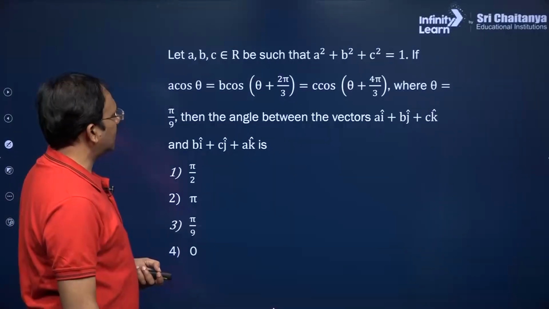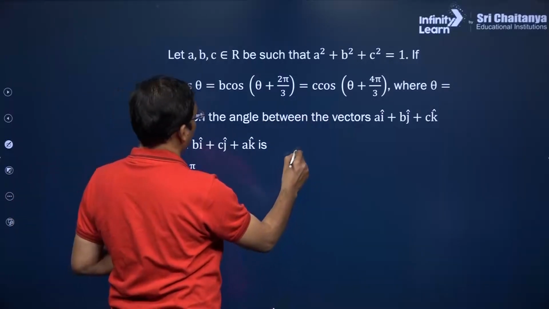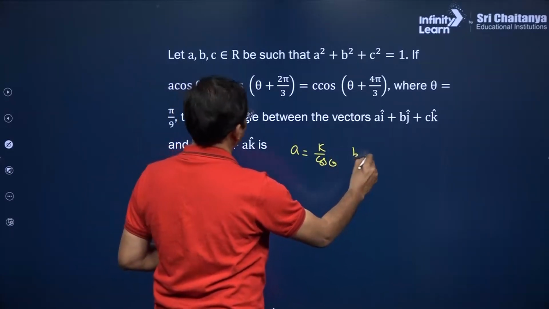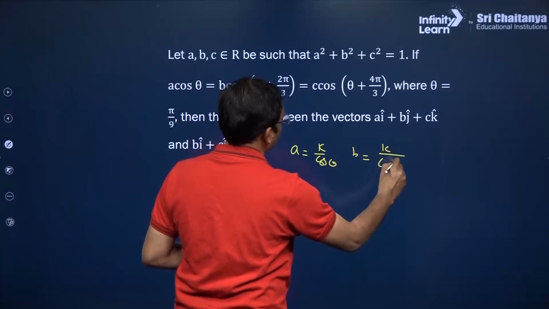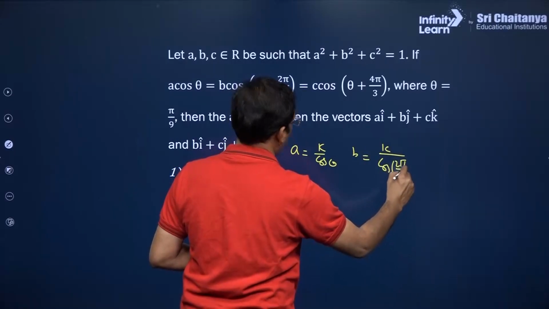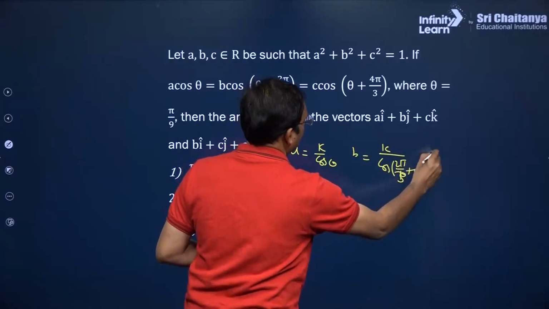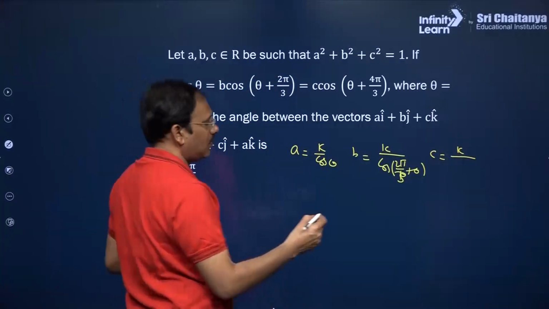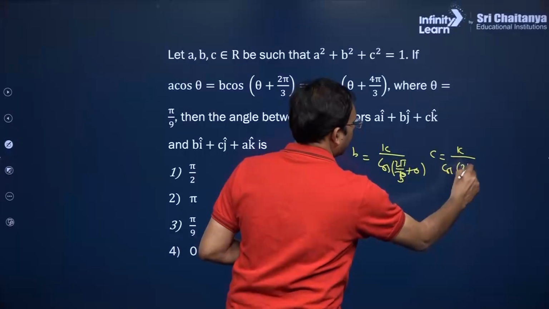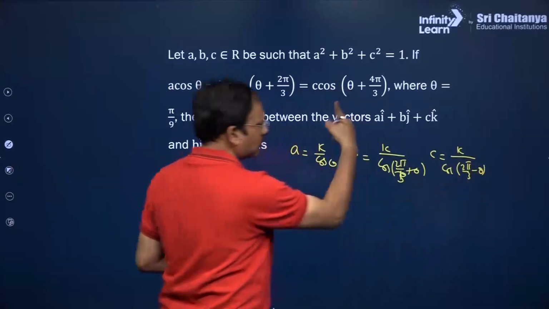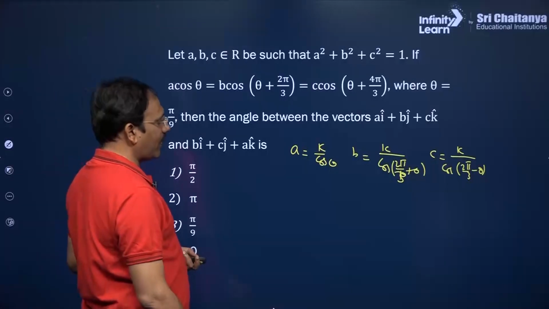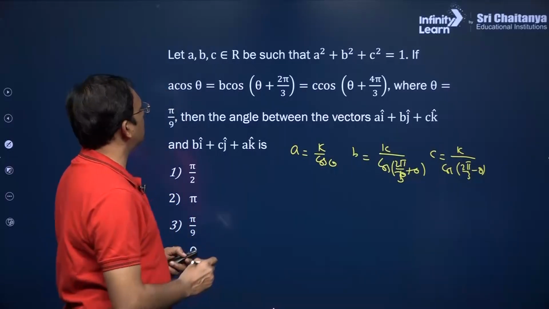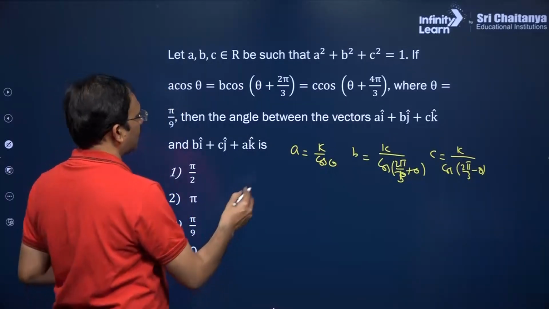Next, my dear friends, for this equation you can write, suppose this is equal to k, so a becomes k by cos theta, so b becomes k by cos of 2 pi by 3 plus theta, and c is equal to k by cos of theta plus 4 pi by 3, you can write cos of 2 pi by 3 minus theta, because 2 pi minus theta you can write. Fine. Now, my dear friends, we are given a square plus b square plus c square is equal to 1, then the dot product is asked.